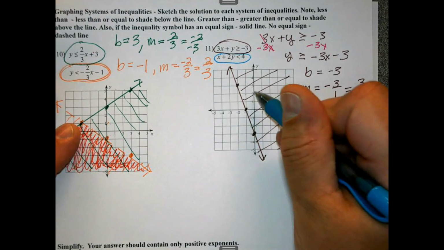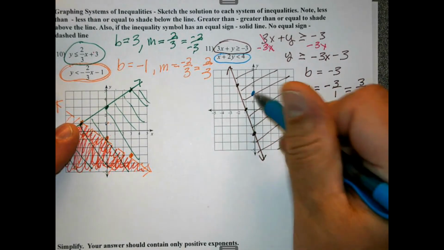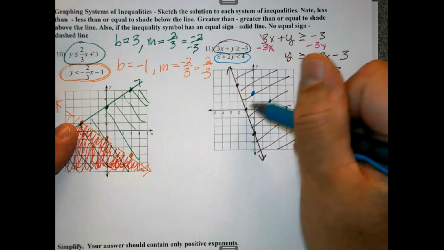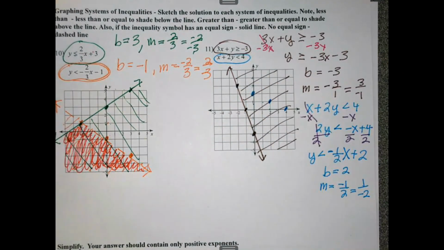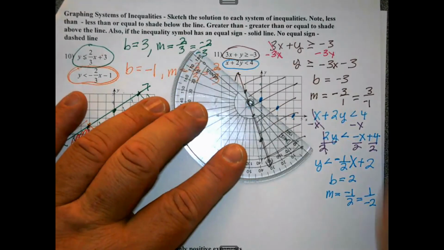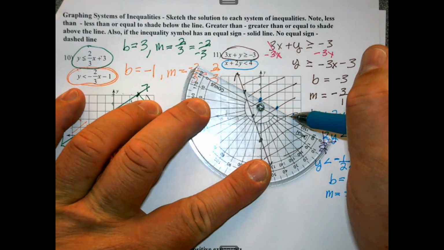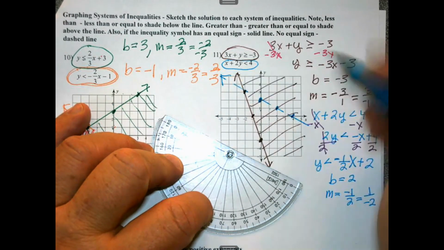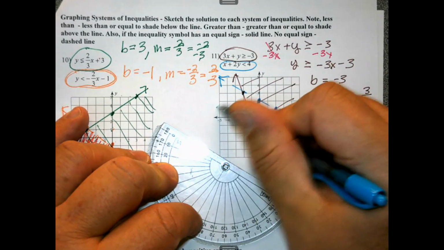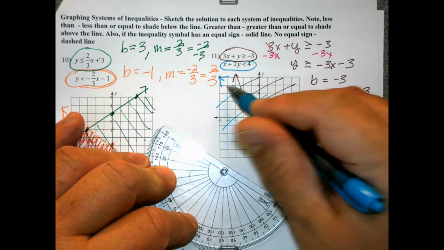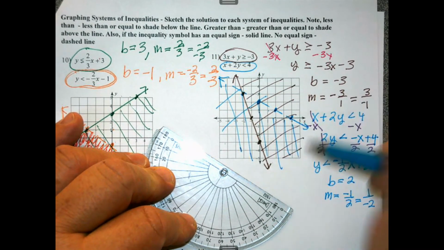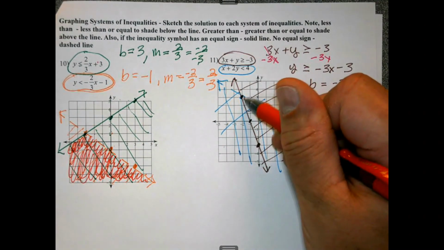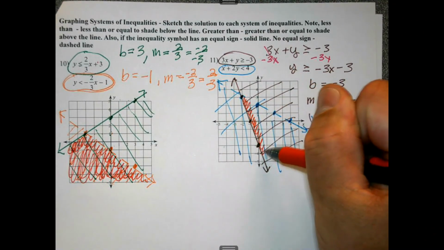Okay, see, y equals 2. I'm going to go down 1 to the right 2, down 1 to the right 2, or up 1 to the left 2. Solid or dashed? Dashed. No equal sign. Shade above or below? Below, it's a less than. And my solution is the intersection of the shaded area. And I'm going to highlight that area.